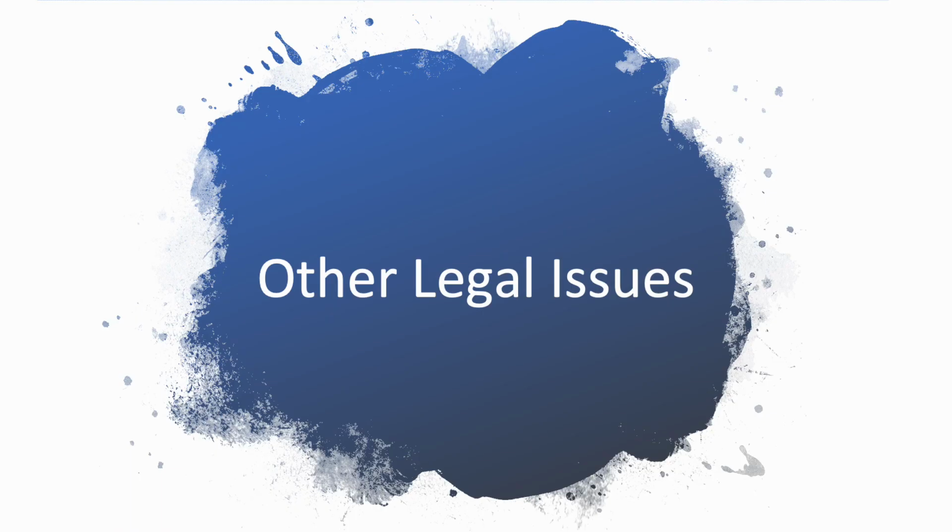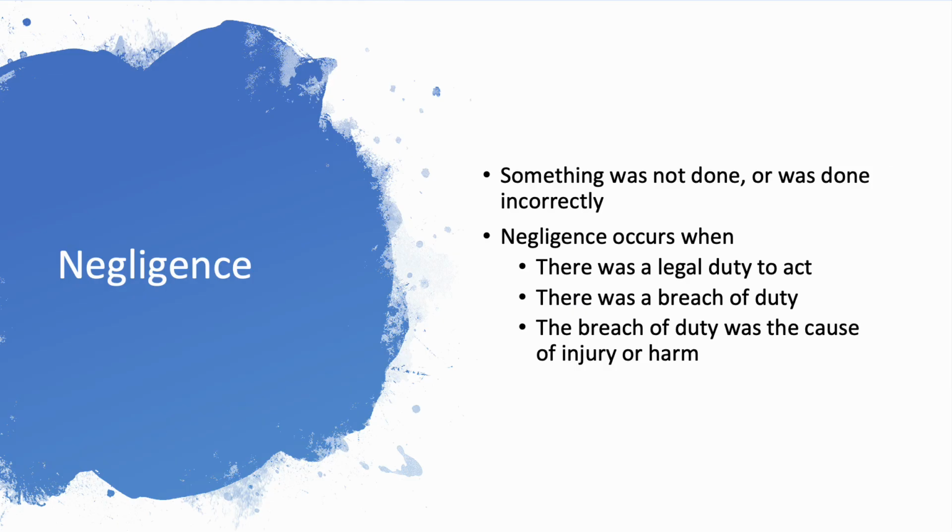So a couple of the other legal issues to address are going to be negligence. Negligence is defined as something was not done or was done incorrectly. In order for negligence to happen, there had to have been a legal duty to act, there was a breach of that duty to act, and the breach of that duty caused injury or harm.